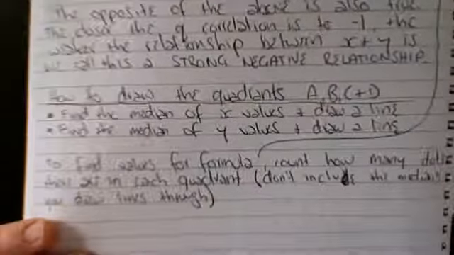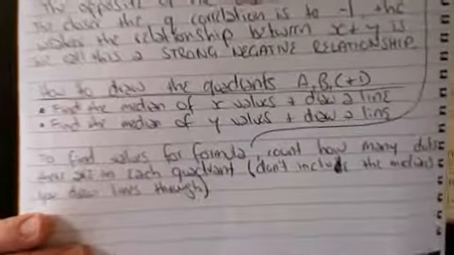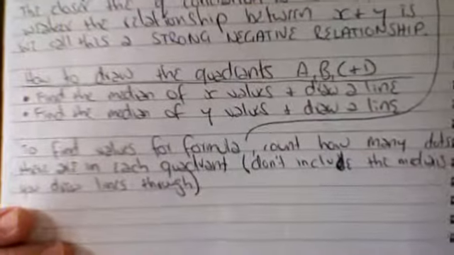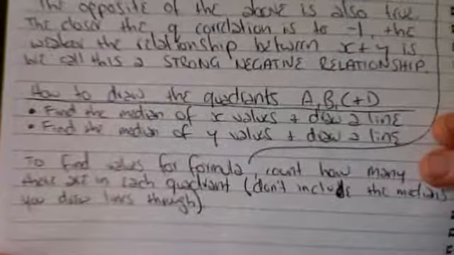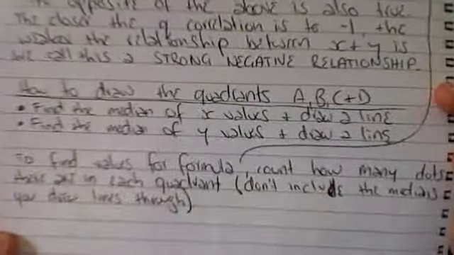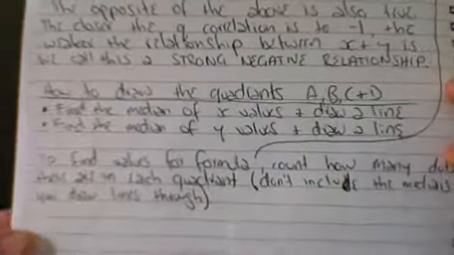And then I've said down the bottom, to find the formula, count how many dots there are in each quadrant. Oh, and I also forgot to say, don't include the median dots you drew the lines through. Remember how we drew those lines through the median dots earlier? Do not include those dots when you're counting how many dots there are in the quadrants. Good. All right, let's move on.